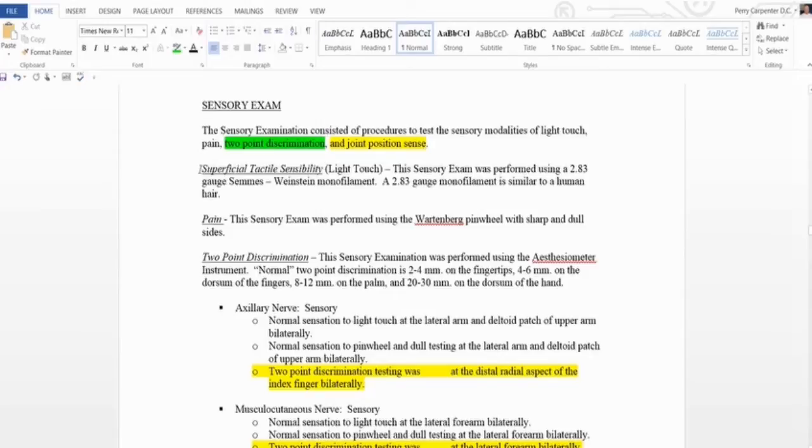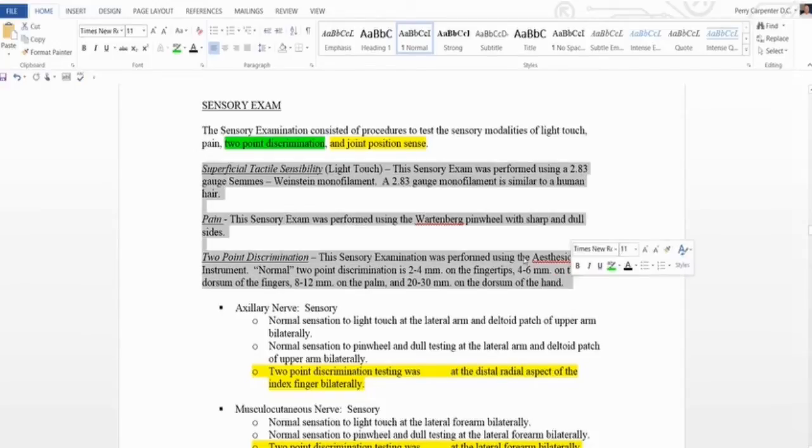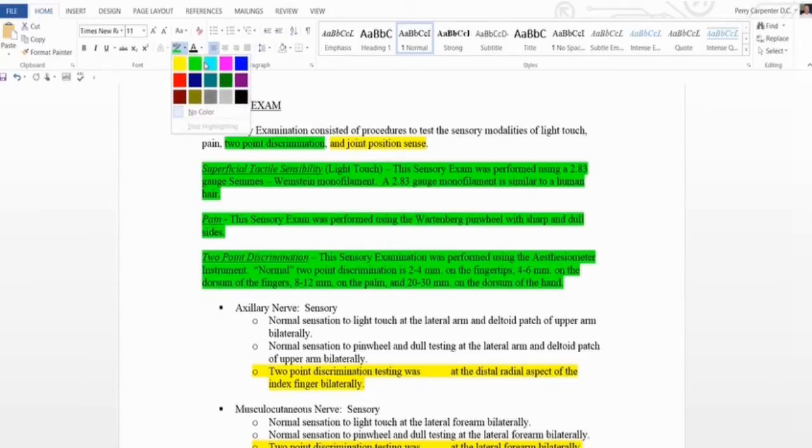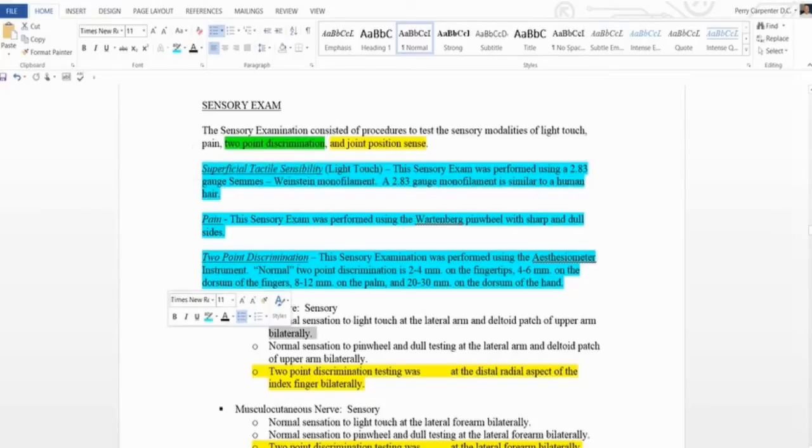So light touch is also known as superficial tactile sensibility. Here we give the reader of the report a couple of descriptive words about each of our testing procedures. Superficial tactile sensibility is performed using our Semmes-Weinstein monofilaments. Typically we use a 2.83 gauge monofilament, and here I give an explanatory statement to the reader of the report about what a 2.83 gauge monofilament is like, because the reader has no idea what Semmes-Weinstein monofilaments are and what the different gauges are. So this information that a 2.83 gauge monofilament is similar to a human hair is extremely valuable.